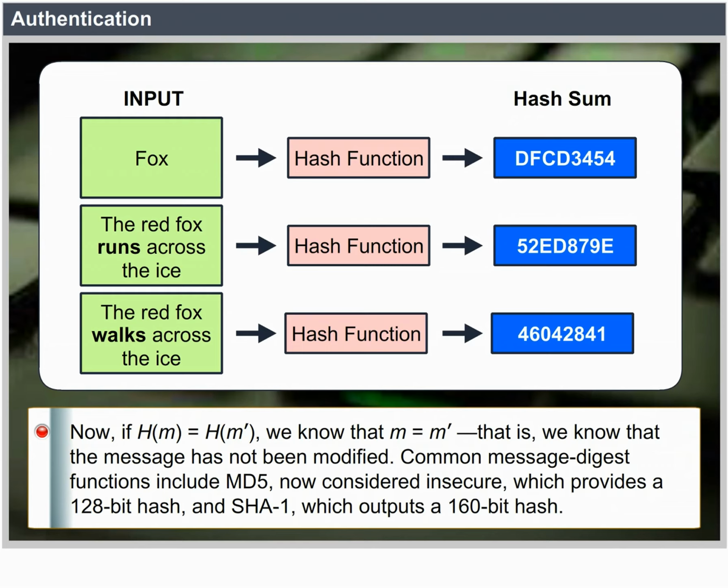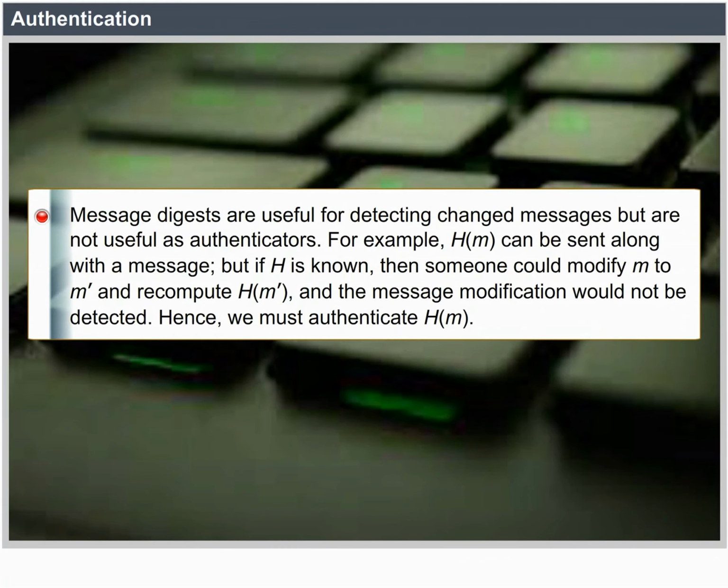Common message digest functions include MD5, now considered insecure, which provides a 128-bit hash, and SHA-1, which outputs a 160-bit hash. Message digests are useful for detecting changed messages but not useful as authenticators. For example, H(m) can be sent along with the message, but if H is known, then someone could modify m to m' and recompute H(m'), and the message modification would not be detected. Therefore, we must authenticate H(m).